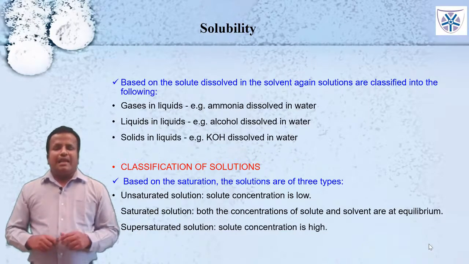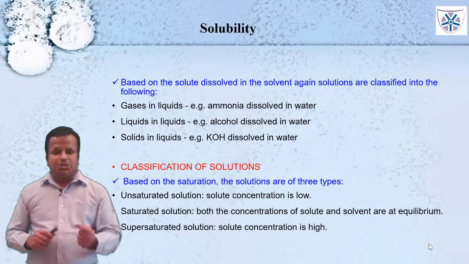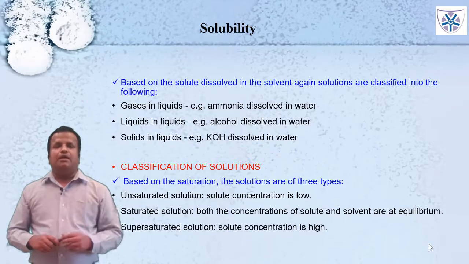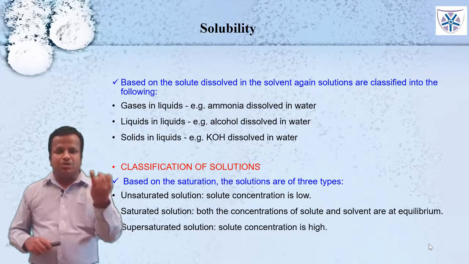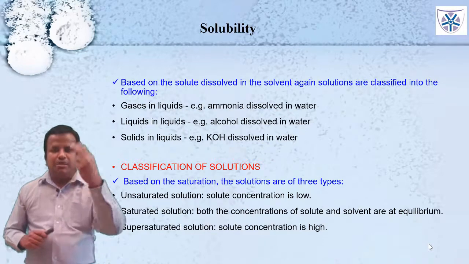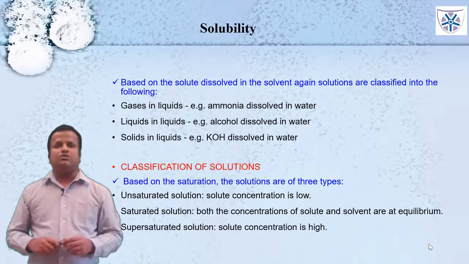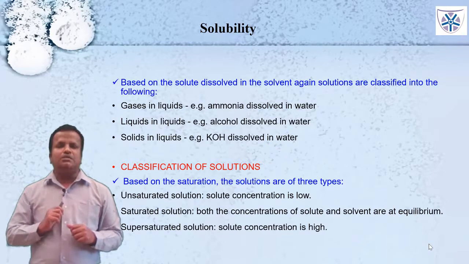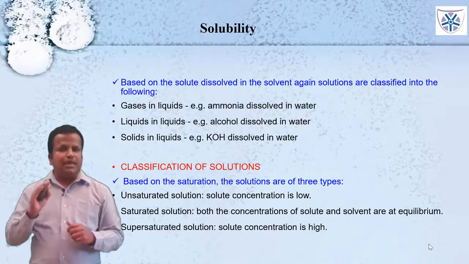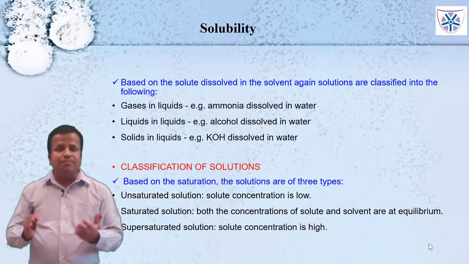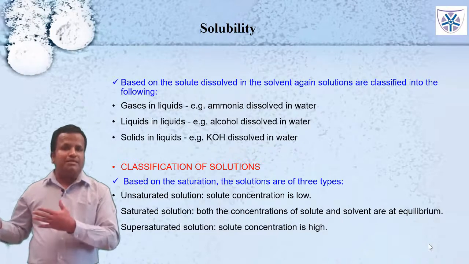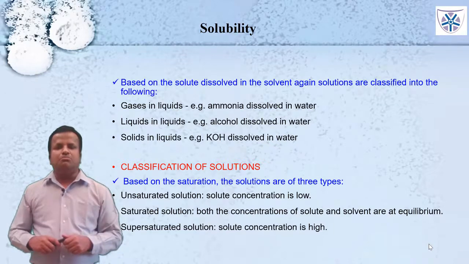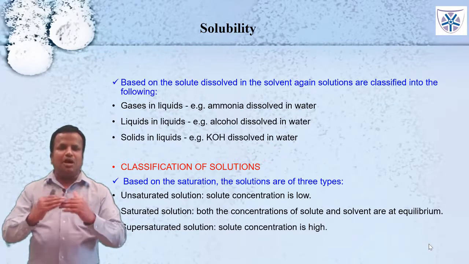And then classification of solutions based on saturation, that means how much amount of solute is dissolved in the given solvent. Again, these are further categorized into three types. One is unsaturated solution, second is saturated solution, third one is supersaturated solution. What is an unsaturated solution? Solute concentration is low. That means the solvent has the capacity to accept more solute, right? That is an unsaturated solution. A saturated solution means the solvent has already reached the threshold point.